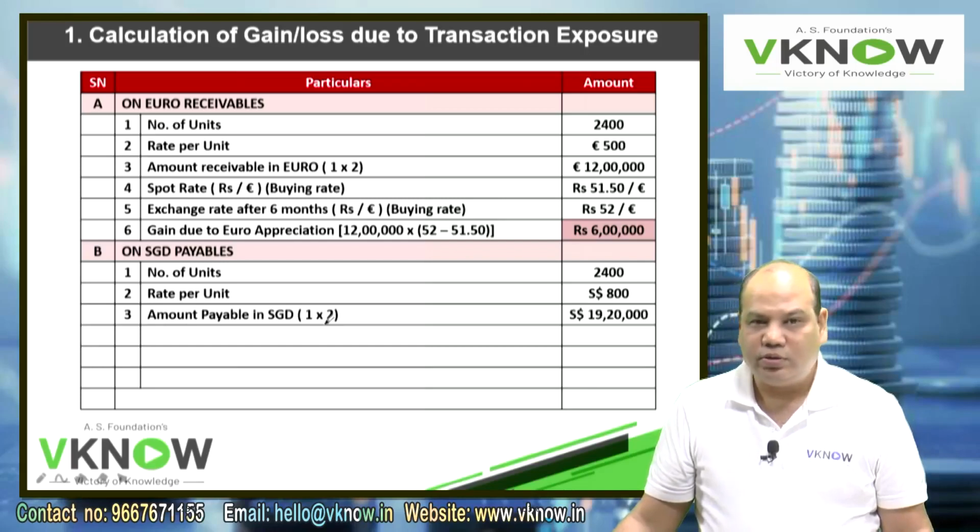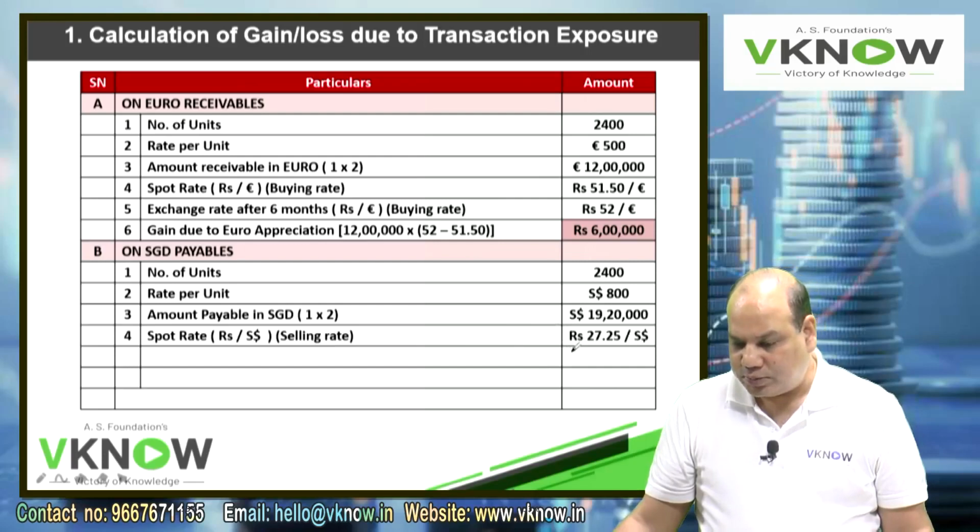Amount payable in SGD: 2400 into 800, Singapore dollars 19,20,000. Point number 4, write down spot rate, rupees per SGD. Now this time I will take the selling rate, because here we are the importer. The importer wants to buy foreign currency, and the bank sells foreign currency to the importer. So now the spot selling rate is 27.25.